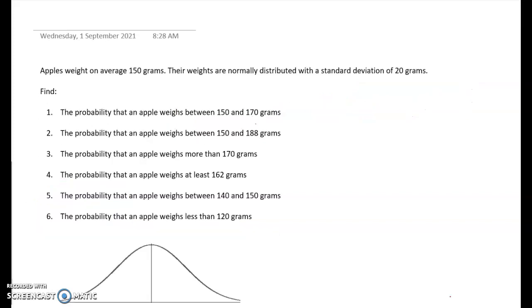In this video, I'm going to work with a made up example of apples. So the apples weigh, not weight, the apples weigh on average 150 grams. So that's mu is equal to 150. They are normally distributed, those weights, and they have a standard deviation of 20 grams.